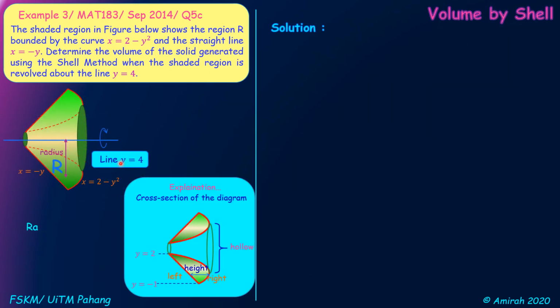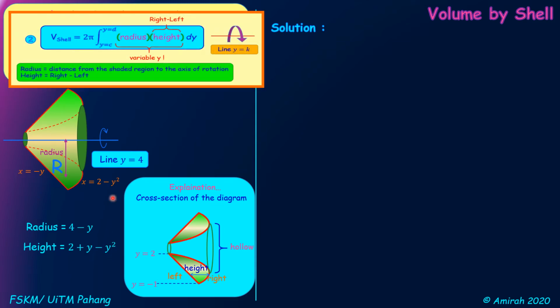Alright, from the previous slide, we find radius equals 4 minus y and height equals 2 plus y minus y squared. We recall the formula for volume by shell. After we find the radius and height, we can set up the volume. So volume by shell equals constant 2 pi, and then we integrate radius times height.